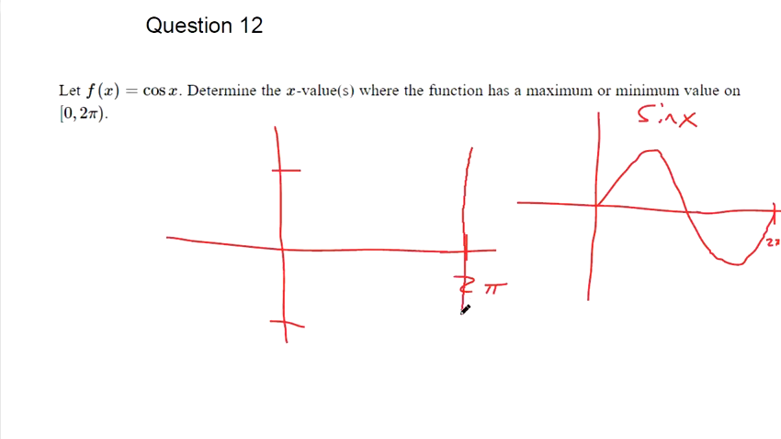Okay, so this is like our cutoff. We're only considering this part of the graph. So cosine of x, like if you plug in 0 for cosine, that's 1. Okay, and you could check it with a calculator too. Cosine of 0 is 1.